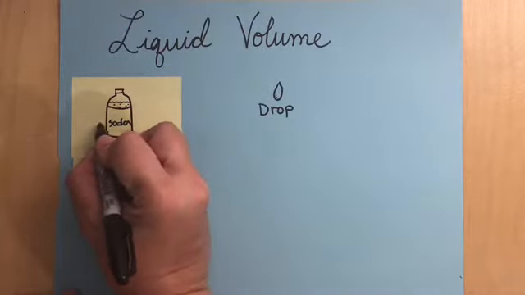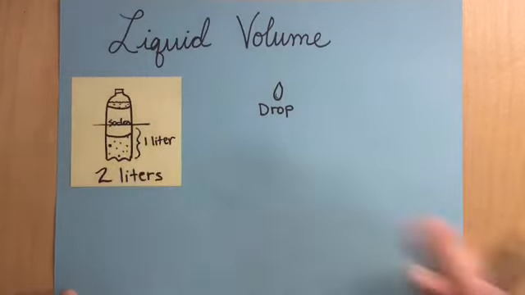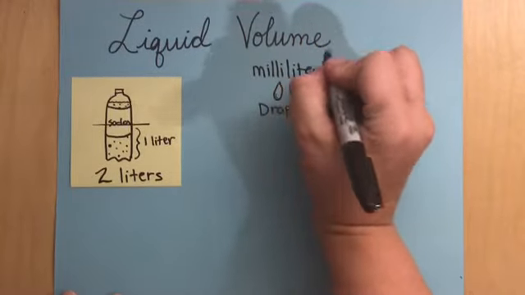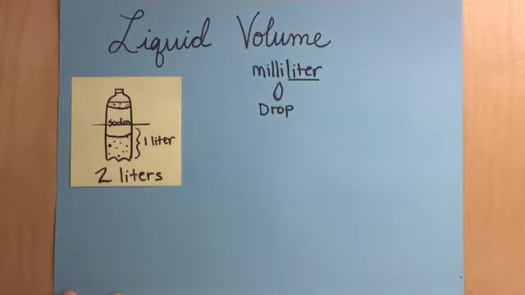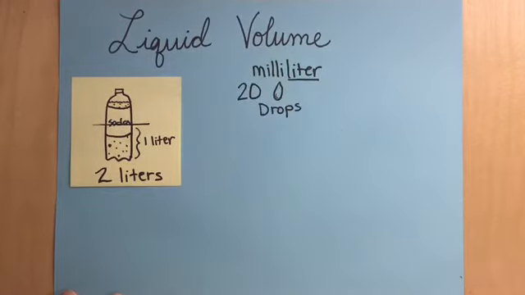So if you could imagine half of that bottle of soda, that would be 1 liter, and that's going to be the largest amount of liquid that we're going to measure today. The smallest amount of liquid that we're going to measure today is something called a milliliter. You'll notice that word liter inside of milliliter, and a milliliter is 20 drops of something. So if you have 20 drops of something, that's the same amount as 1 milliliter.